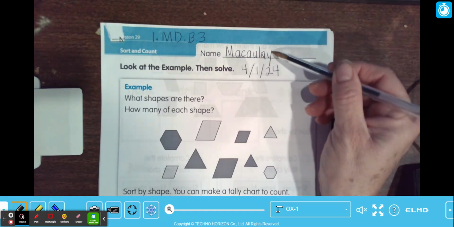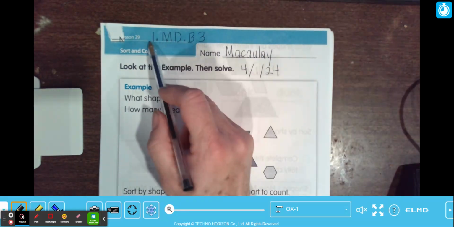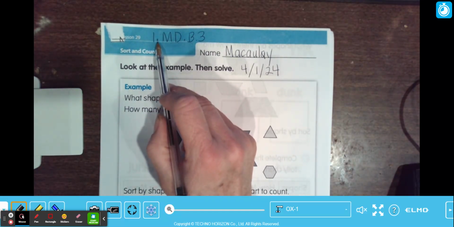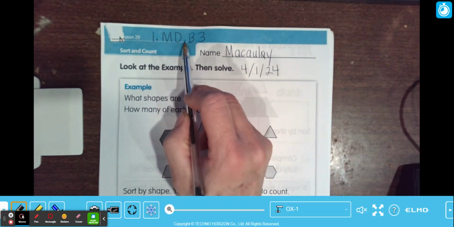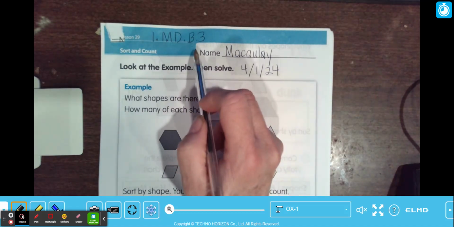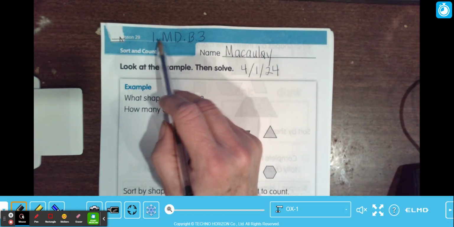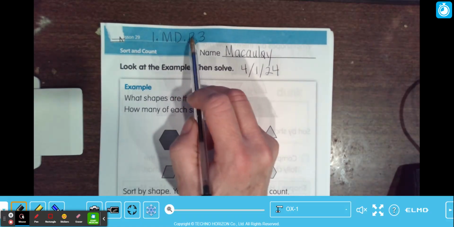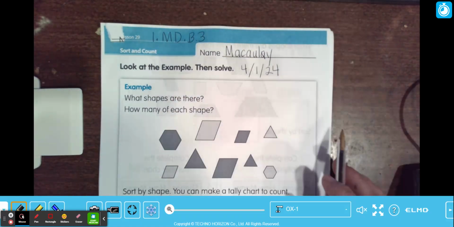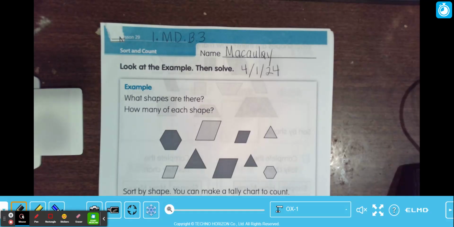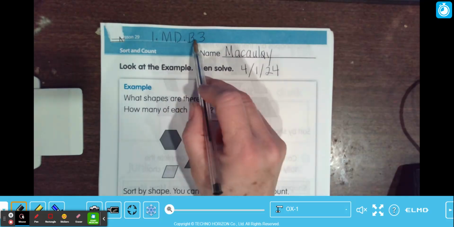So after you write your name and after you write the date, right here at the top, next to where it says lesson 29, write 1.MD.B.3. That's the standard we're learning today. 1.MD.B.3. Pause the video so that you can write it down. Okay, hopefully you paused the video and you wrote down the standard.